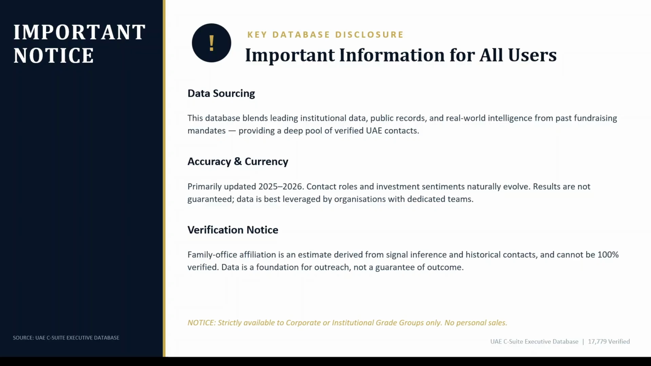Now, accuracy and currency: it's primarily updated in 2025 and 2026. Contact roles and investment sentiments naturally evolve. Results are not guaranteed. Data is best leveraged by organizations and dedicated teams. Verification notice: family office affiliation is an estimate derived from signal inference and historical contacts and cannot be 100% verified. Data is a foundation for outreach, not a guarantee of income.